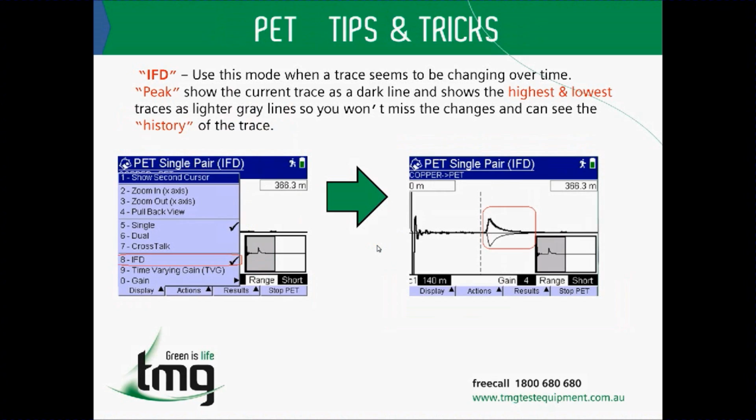Now let's go through a few tips and tricks regarding the pulse echo tester. IFD: we can use this mode when a trace seems to be changing over time, so we can pick up the ghost effects. We can use the peak function that shows the current trace as a dark line and shows the highest and lowest traces as lighter gray lines, so you don't miss the changes and you can see the history of the trace. Maybe something is changing along the line over time, or maybe it's a cross effect of having an open and a short at the same time. Then you can easily pick up the distance of the fault and thus fix it.